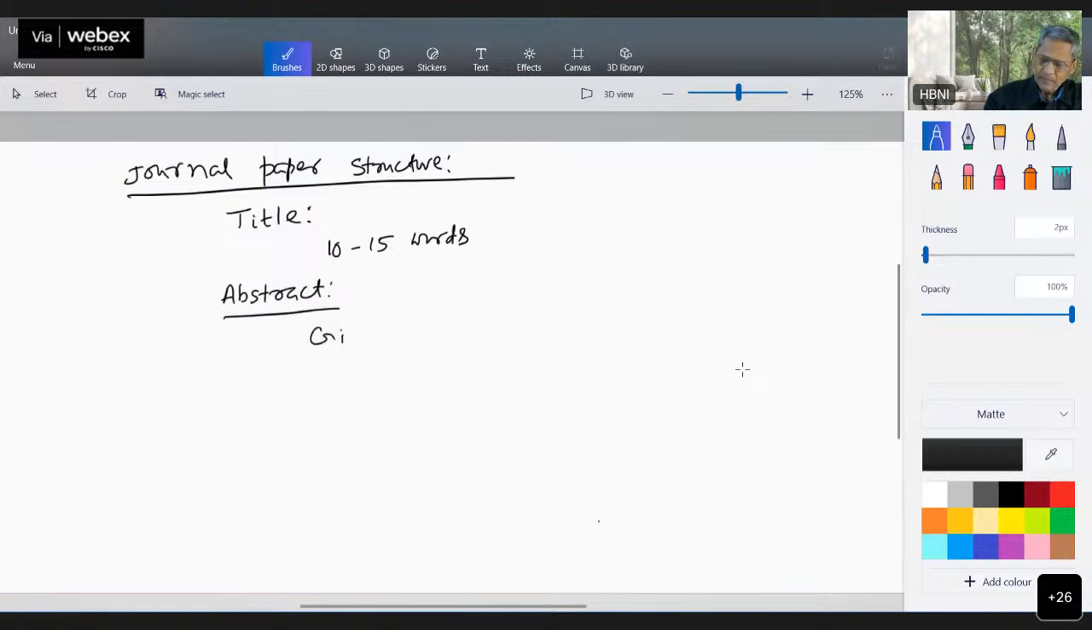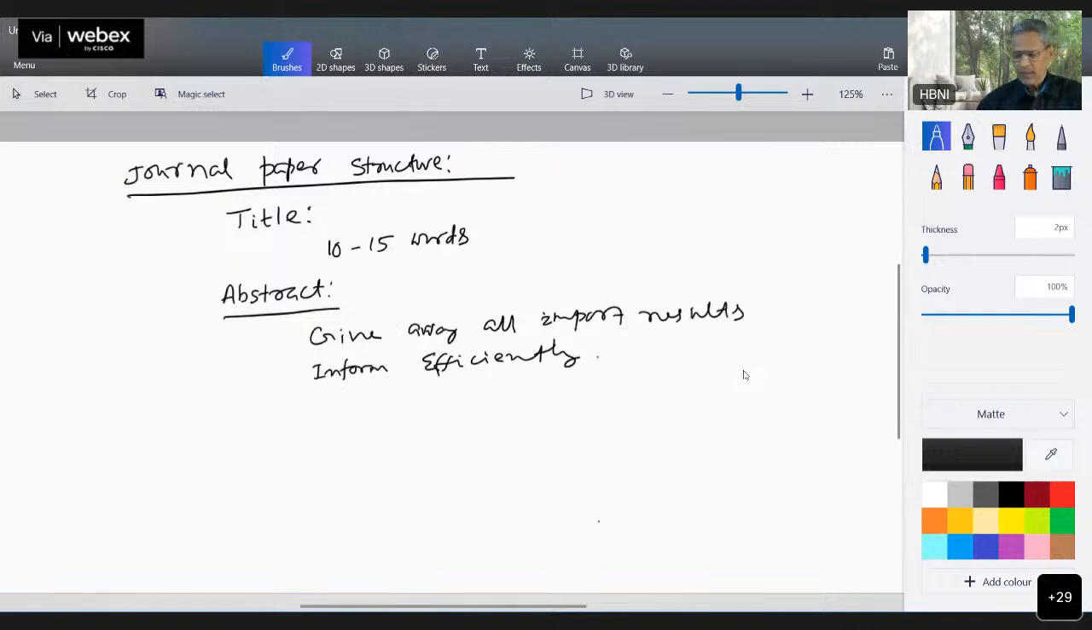Give away all important results. And then inform efficiently, so that a person, only reading the abstract, will get a sense of what this paper is all about.